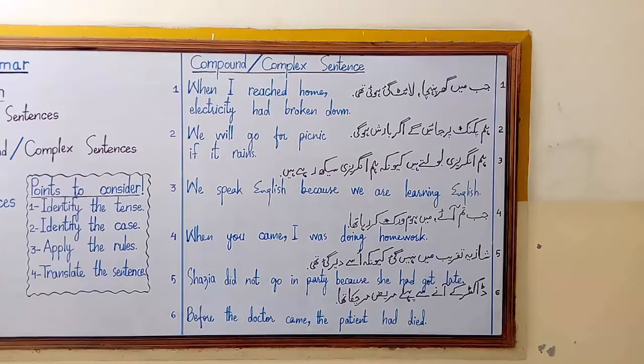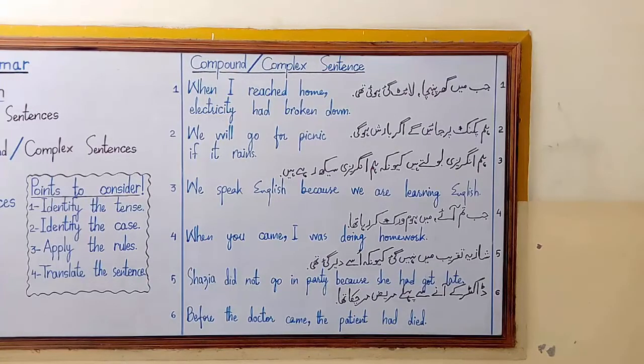See, on the left hand side on your screen, I have written 4 points to consider when you are translating a sentence from Urdu to English. The first point is identify the tense. Unless or until you identify the tense correctly, you won't be able to make the correct translation of that particular sentence. So you need to identify the tense very correctly and you need to focus on this. You need to remember that what sentence in Urdu belongs to which tense in English.